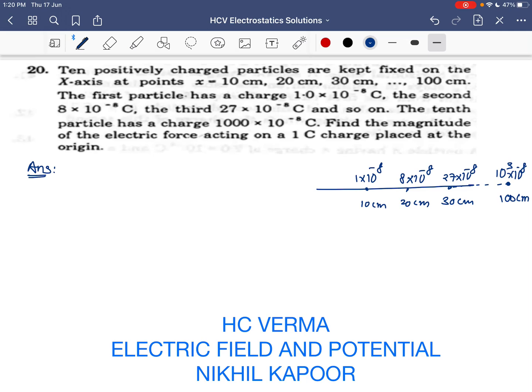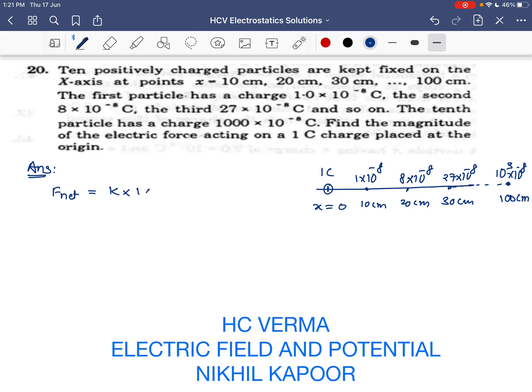Find the magnitude of electrostatic force acting on a 1 coulomb charge at the origin. As you can see, the force due to all the charges will add together, because this charge will repel the 1 coulomb charge, this charge will also repel, and this will also repel. So I know the net force will be the addition of all k q1 q2 by r squared. That is quite simple.